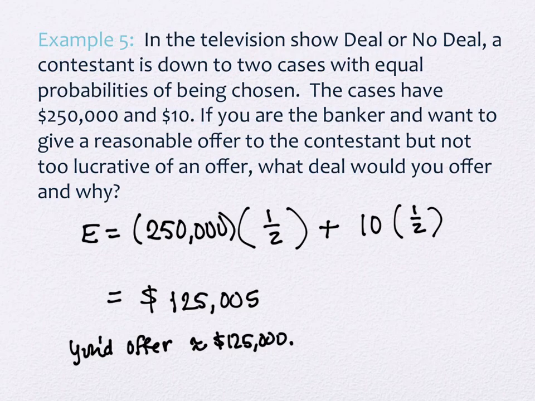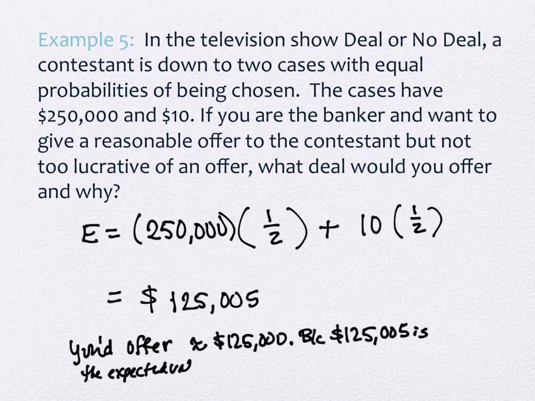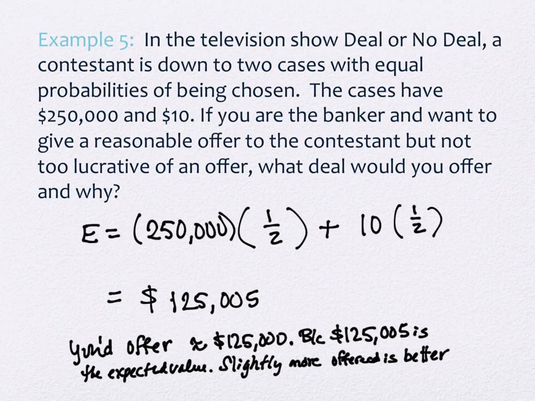It says, and why? And the reason is because $125,000 is the average, $125,005 anyway, is the expected value. Slightly more offered is better for the contestant. Slightly less is better for the bank.